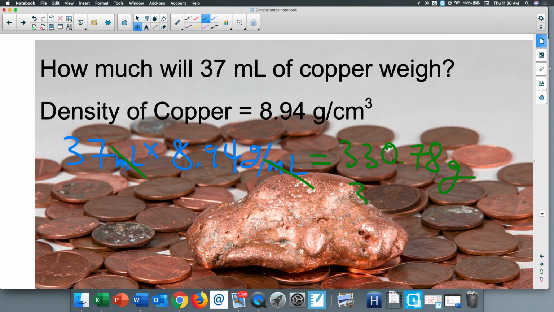330 with or without a decimal point. 330 without a decimal point conveys that number being known to 2 sig figs. Smiling and nodding throughout the land.